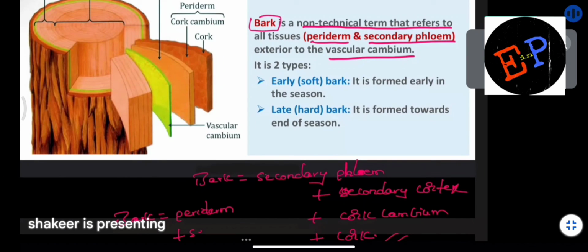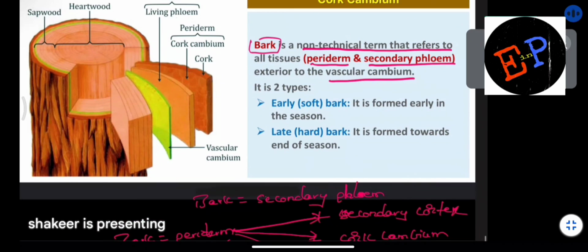Okay, and periderm means what? Periderm means secondary cortex, cork cambium, and cork. All of them are called periderm. Understood, Amma? That's it. So then this cork cambium again, bark.